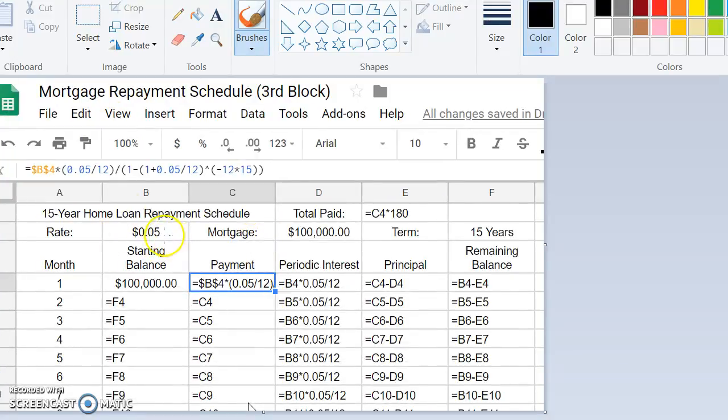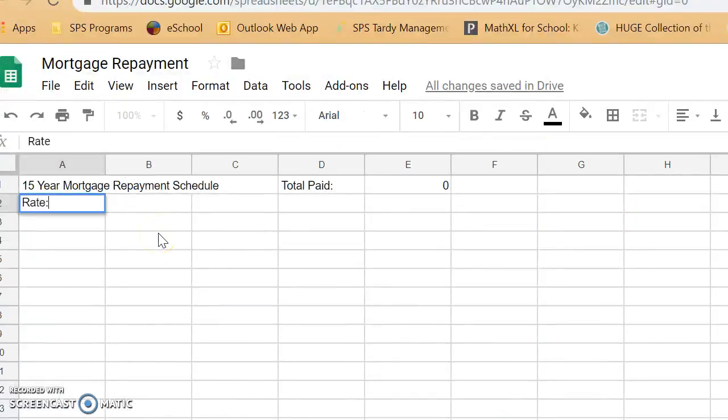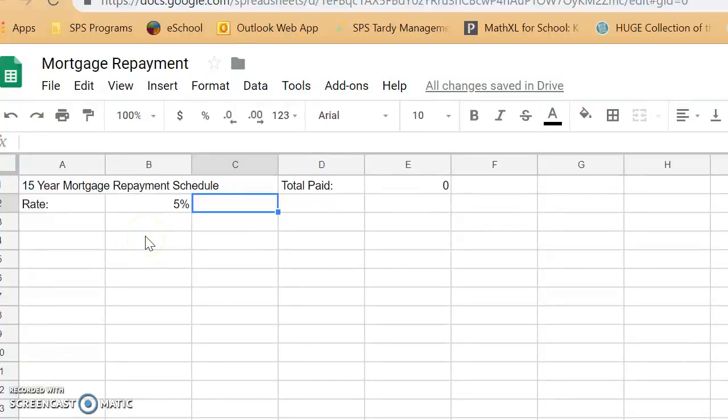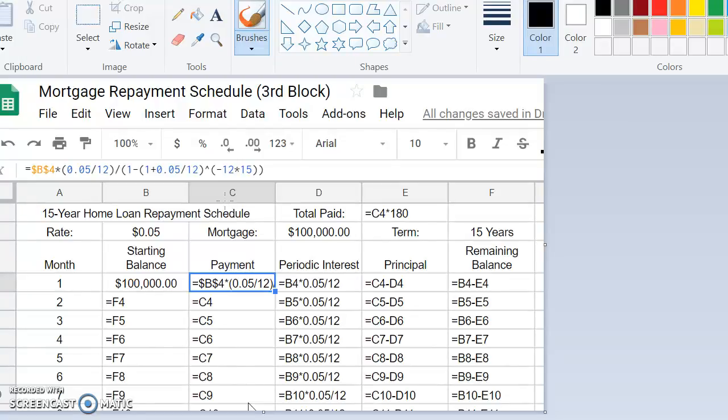Our rate, they gave us, that should not say 5 cents. That should be 5%. So let's fix that. Rate should be 5%. And, let's actually, you know what? Let's do 0.5. Make sure it calculates it correctly. Now I'm going to change the format just to make sure the math is legit.